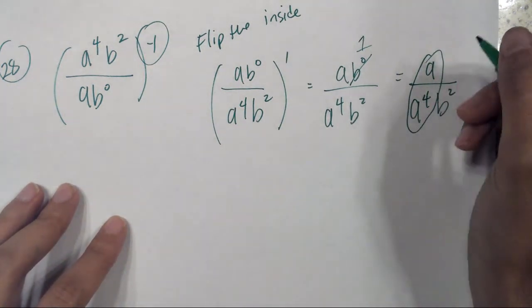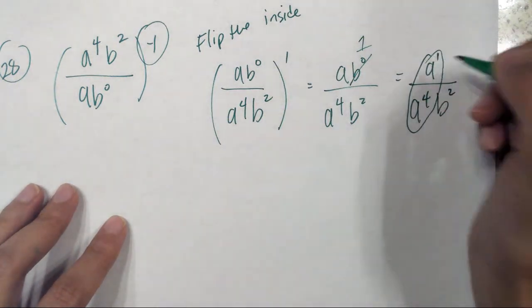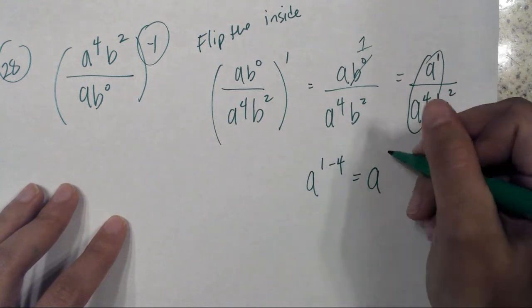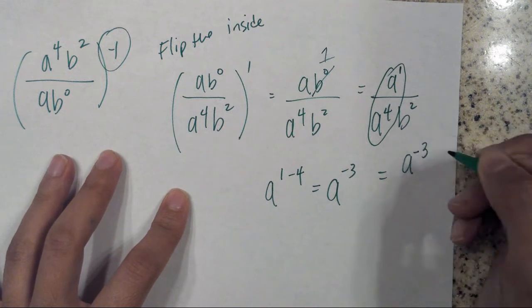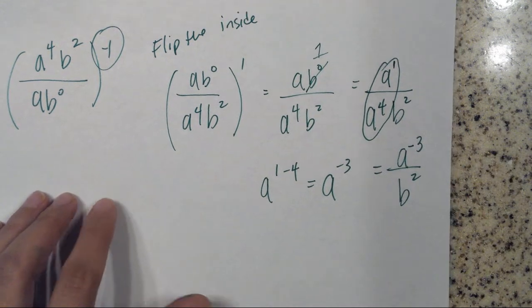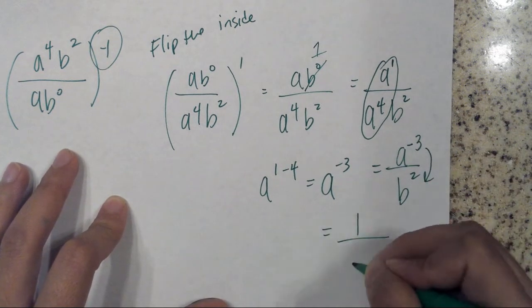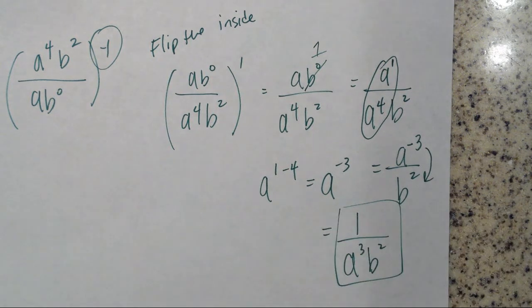So yeah, you can either move the 4 up or we can subtract. This is really a to the first power. So 1 minus 4 gives you negative 3. So I can reduce this to a to the negative 3 over b squared. But now I want to bring this guy down to make him positive. So I get 1 over a cubed b squared. That is my final answer.